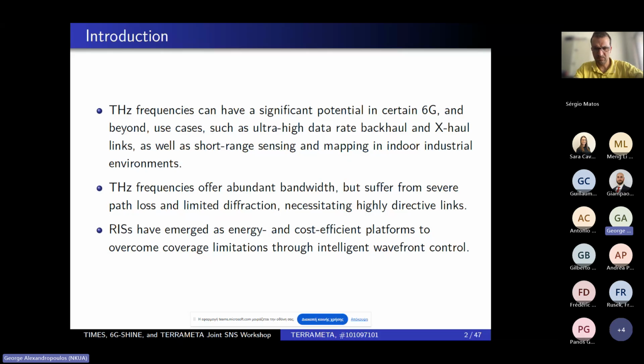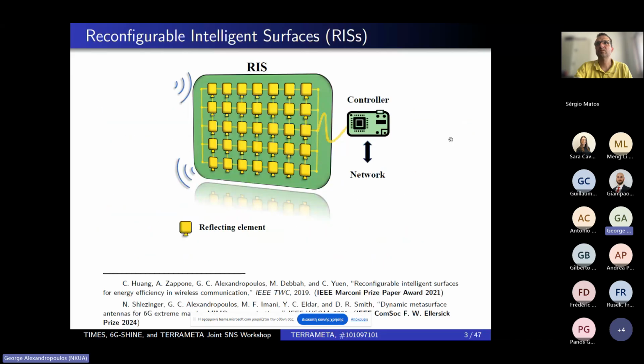On terahertz frequencies, we have abundant bandwidth, but we have the severe problem of path loss and limited diffraction, which necessitates highly directed links. This is exactly what we're trying to do using RISs, which are an energy and cost-efficient technology for overcoming coverage limitations through intelligent waveform control, and we will discuss it today.